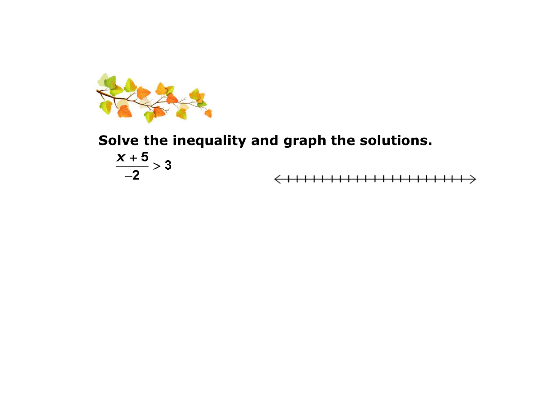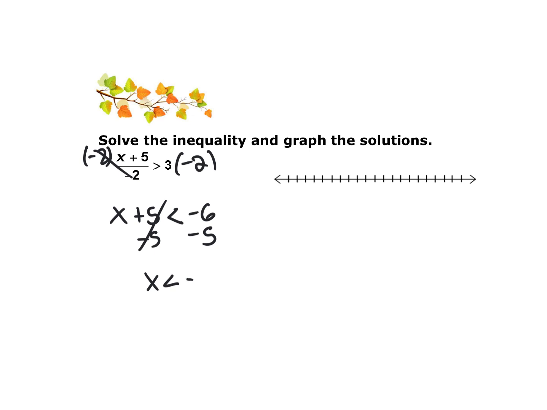So the first thing I would like to do here is to get rid of that negative 2 in the denominator. So I'm going to multiply by negative 2 on both sides. Now, because I am multiplying by a negative, it flips the sign. Afterwards, I will subtract that negative 5. Again, since they are the same sign, both negatives, it's just an addition, negative 6 plus negative 5. So it's going to be negative 11. Again, open circle and to the left.